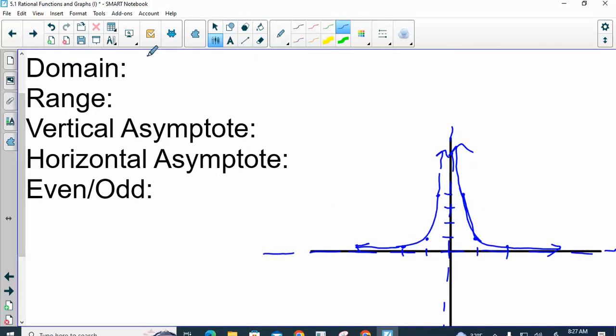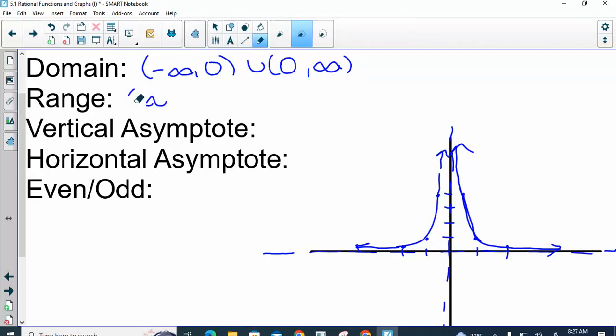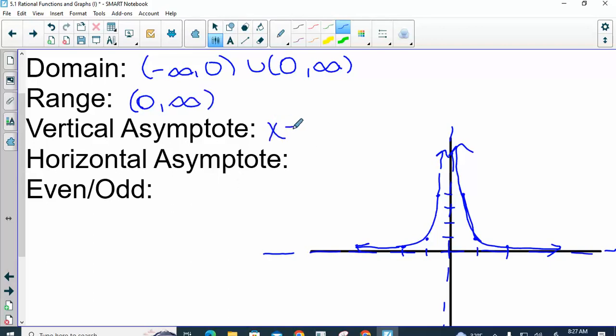So what's my domain? And the range? Same thing. No, it's not. Yes, my range, if I look at this graph, we never hit any negatives. So it starts at 0, we don't touch 0, so it gets parentheses and goes up forever. So 0 to infinity. Vertical asymptote, x equals, horizontal would be y equals. Right, even or odd. Even means symmetric to the y-axis, odd is symmetric to the origin. This is even. If I flip it over the y-axis, it overlaps.